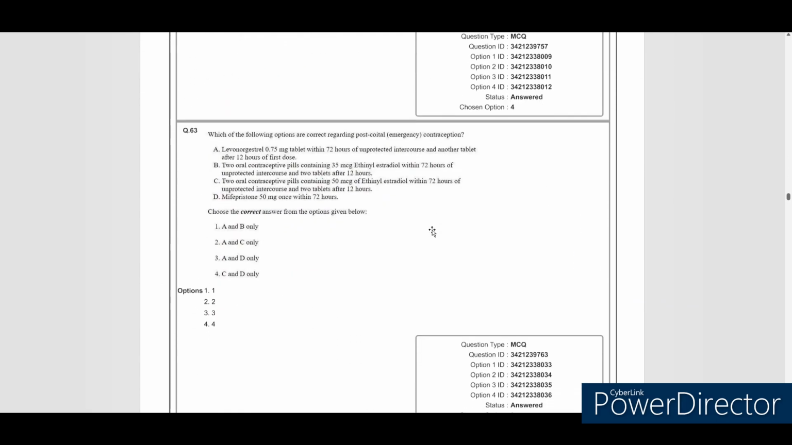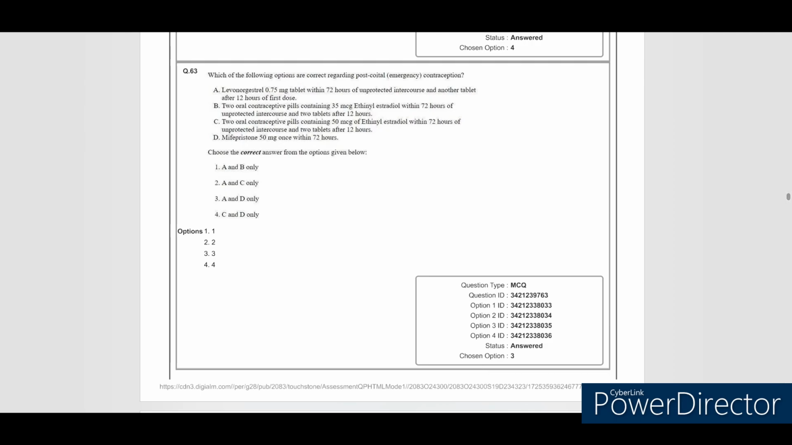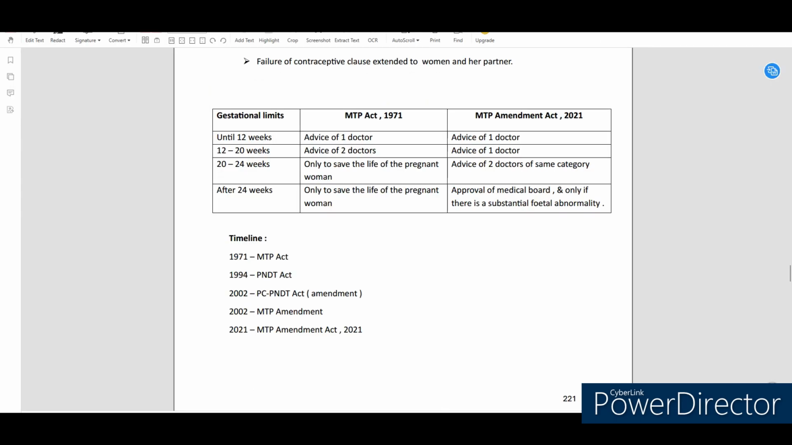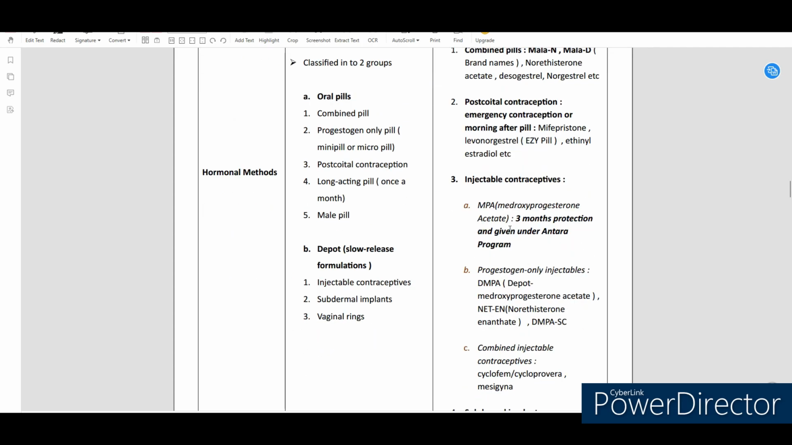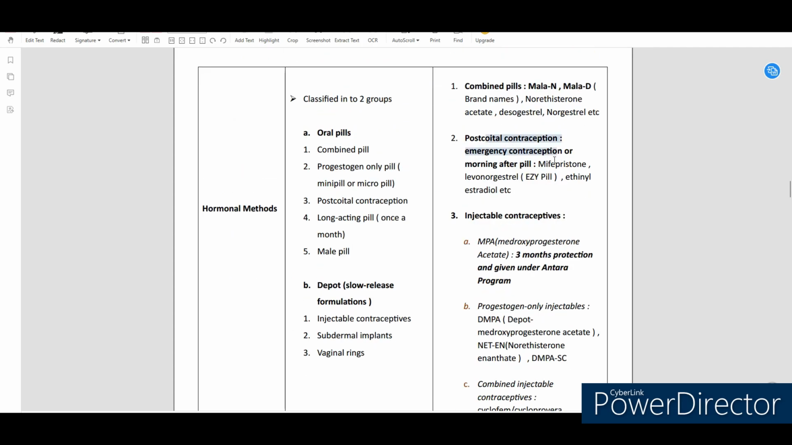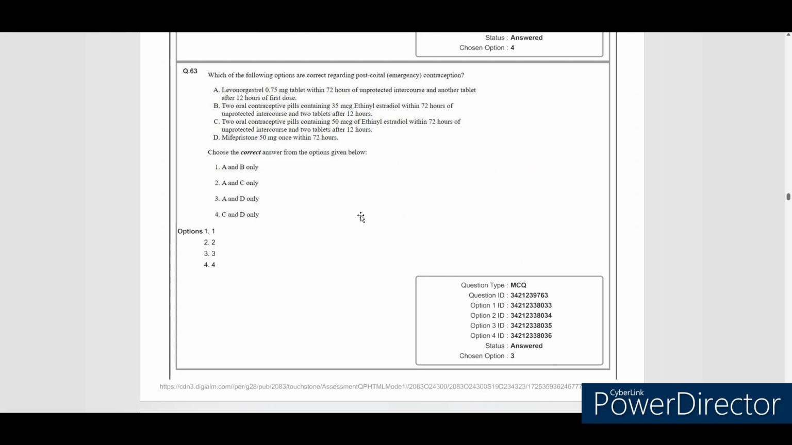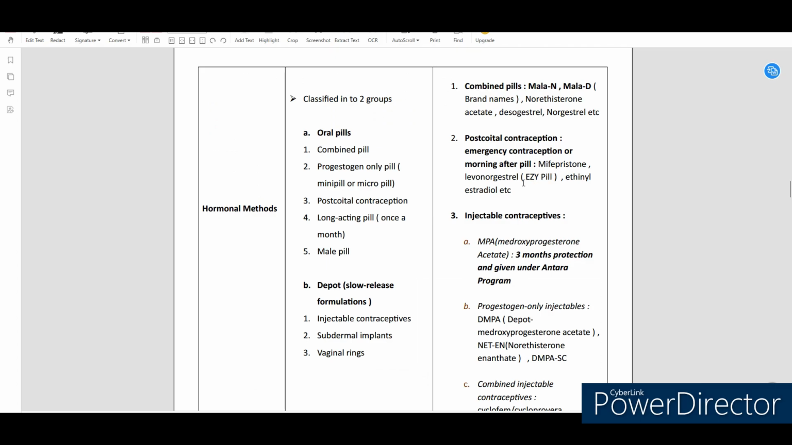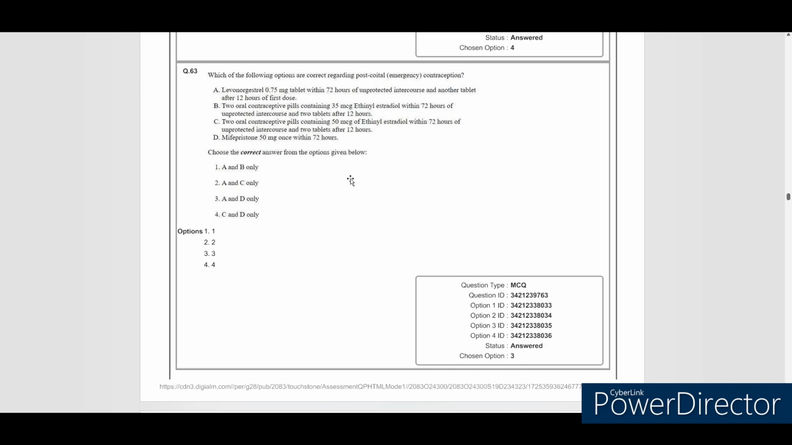The next question is question number 63, which is also a very direct question related to emergency contraception. I will show my SMCH notes, where I have mentioned the names of the drugs under post-coital contraception, but I didn't mention the dosage. So please add the dosage under this section for upcoming UGC exam preparation. The drugs are mifepristone, levonorgestrel and ethinyl estradiol, right? The names are correct, but if you do not know the dose, you cannot answer this question. So please identify the correct option and add the dose under the drug names.